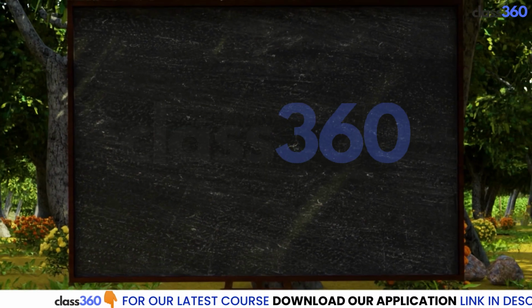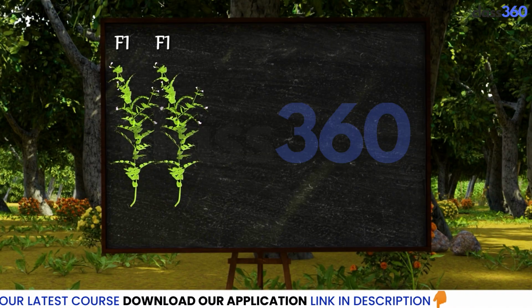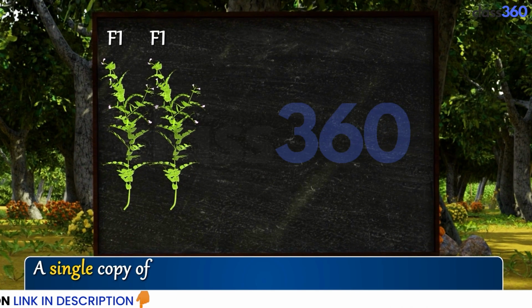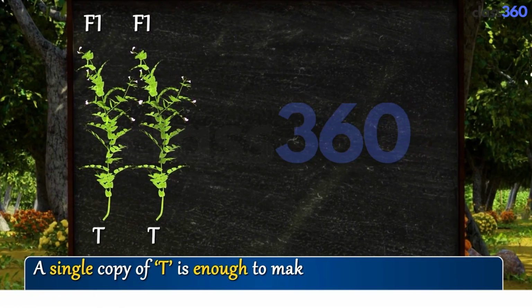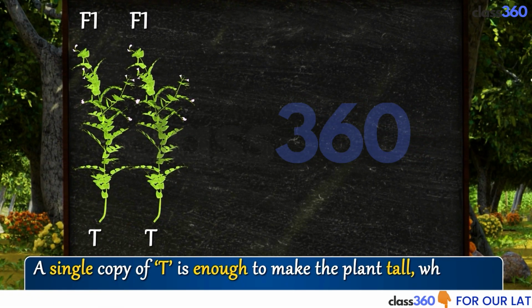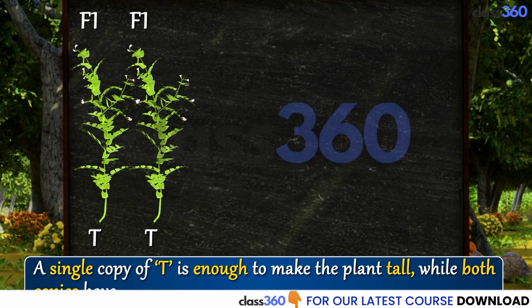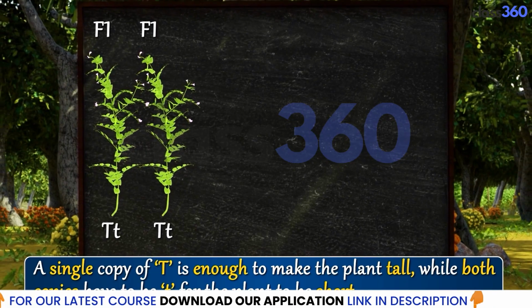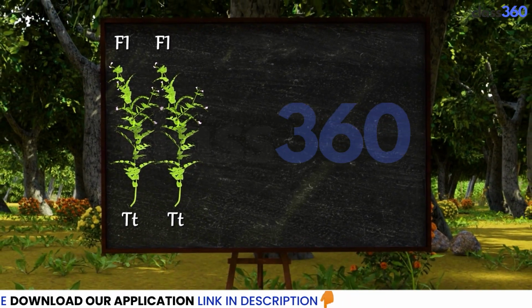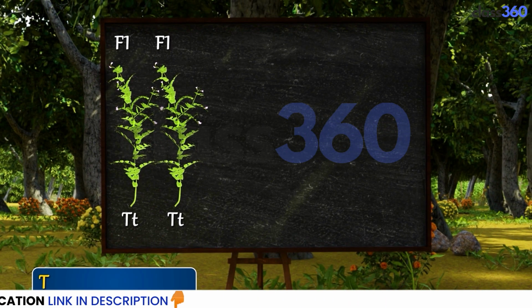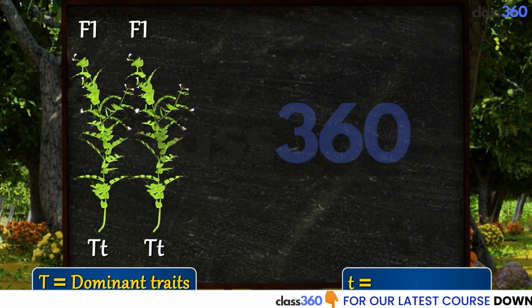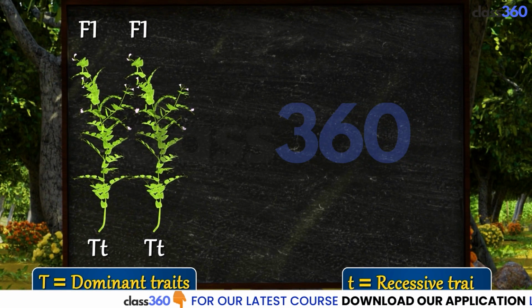So F1 was not purely tall, but it was tall. That means a single copy of capital T is enough to make the plant tall, while both copies have to be small t for the plant to be short. Traits like capital T are called dominant traits, while those that behave like small t are called recessive traits.